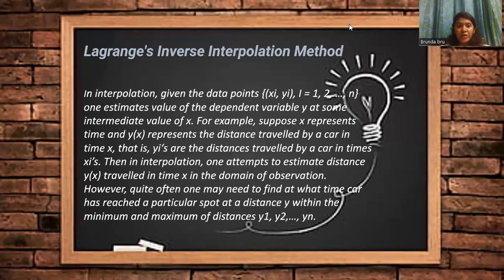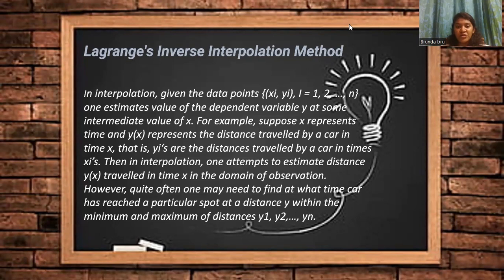So the second topic is Lagrange's inverse interpolation method. In interpolation, given the data points xi, yi, where i equals 1, 2 until n, one estimates the value of the dependent variable y at some intermediate value of x. For example, suppose x represents the time and y of x represents the distance traveled by a car in time x. That is, yi's are the distance traveled by a car in time xi.